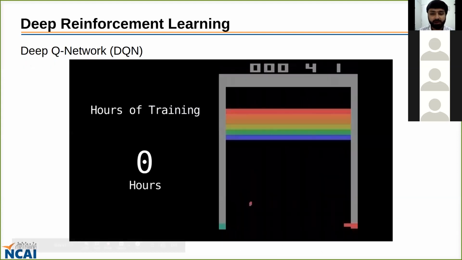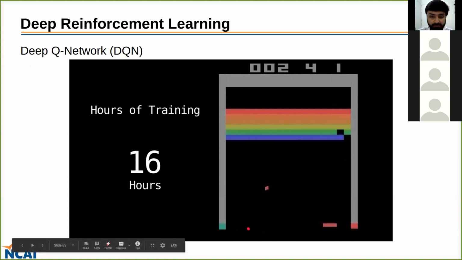Okay. Now let's see how a deep reinforcement learning, or deep Q learning, agent actually performs over time. After 16 hours, you can see it can play quite well, though not on a superhuman level, as we'll see in a few seconds. In 34 hours, it's actually able to not lose at all.